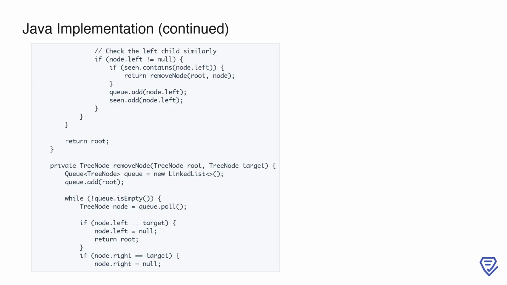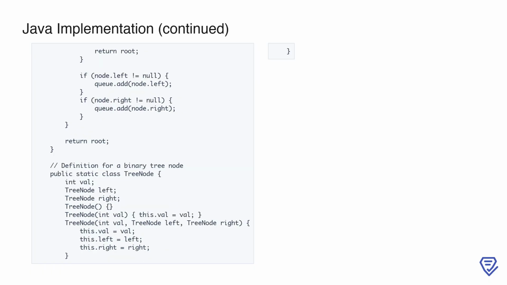Once we've finished processing all nodes at the current level, we move on to the next level in the queue. If no invalid pointers are encountered throughout the traversal, we simply return the root node as is, indicating that the tree didn't require any corrections. At this point, the breadth-first traversal logic is complete, and we move on to the remove node helper function, which is responsible for disconnecting the problematic node from the tree.